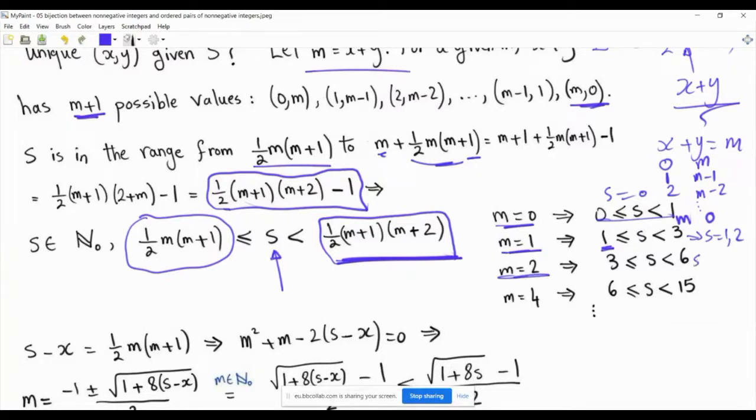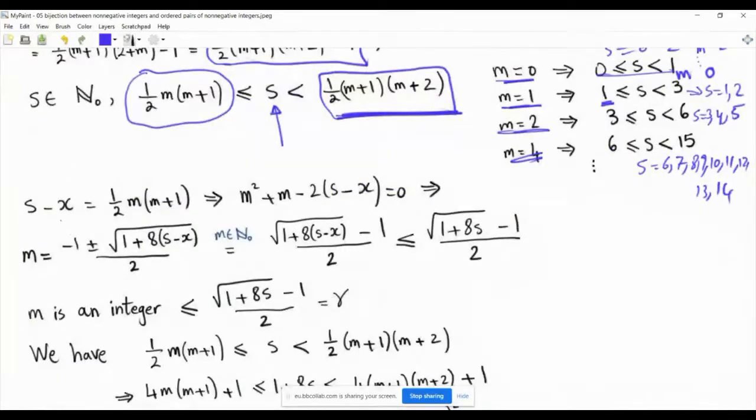Now, if m is 2, you'll find that s can be 3 or 4 or 5. And if m is 4, you'll find that s can be basically 6 or 7 or 8 or 9 or 10 or 11 or 12 or 13 or 14, and so on and so forth. Okay? Till now, I didn't answer the question. I mean, the question is this, don't forget it. Given s, what is the ordered pair x, y? And we should get a single solution, a single ordered pair that is associated with a certain value of s.